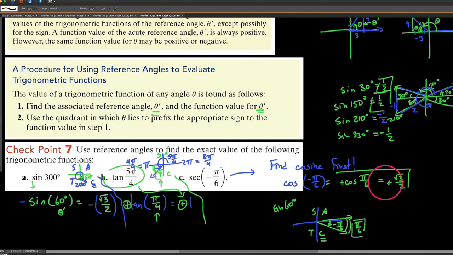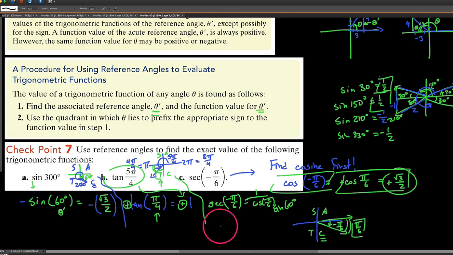So we would say that this is the value of the cosine of negative pi over 6. Using what we know about reciprocals, we know that the secant of negative pi over 6 is equal to 1 over the cosine of negative pi over 6. So now we're just going to use the reciprocal of what we had here. The secant of negative pi over 6 is equal to the reciprocal of positive root 3 over 2, which is 2 over root 3, or another way of writing this would be 2 root 3 over 3.